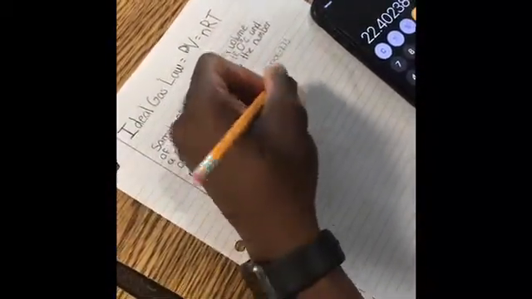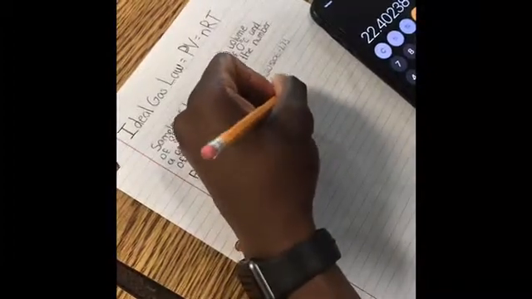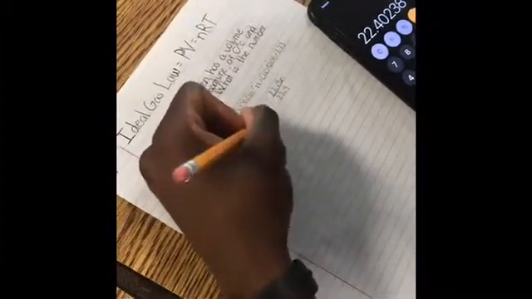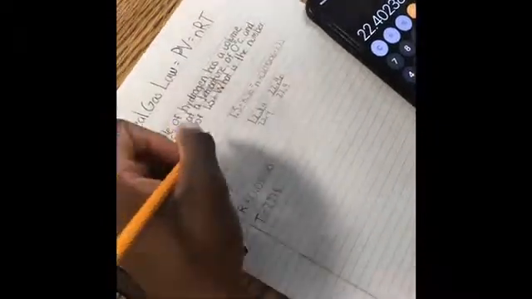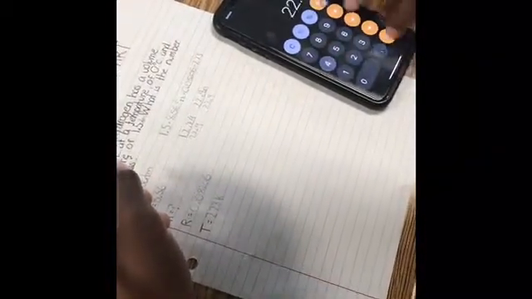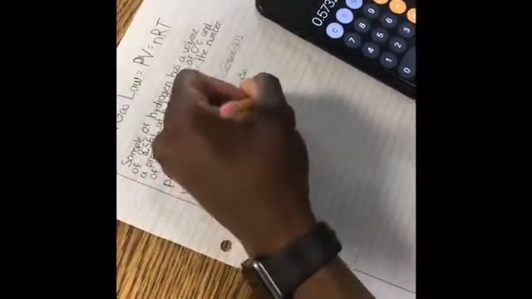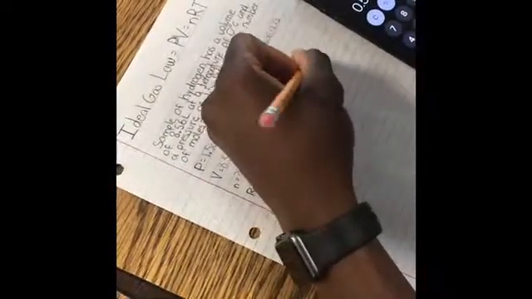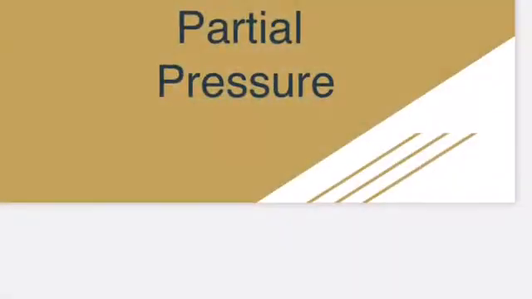After that, you divide by 22.4 to get N by itself. Once you do that, 12.84 divided by 22.4. Final answer, N equals 0.57 moles. And that's it.